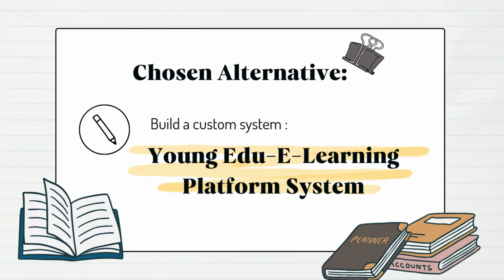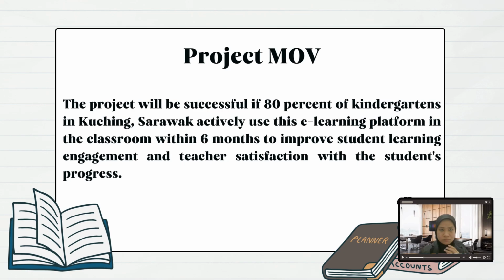Chosen alternative. Our chosen alternative is building a custom system, which is known as the Young Edu e-learning platform system. For Project MOV, the project will be successful if 80% of kindergartens in Kuching, Sarawak actively use this e-learning platform in the classroom within 6 months to improve student learning engagement and teacher satisfaction with student progress.